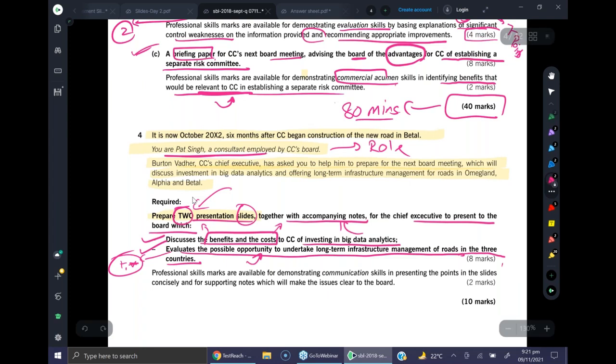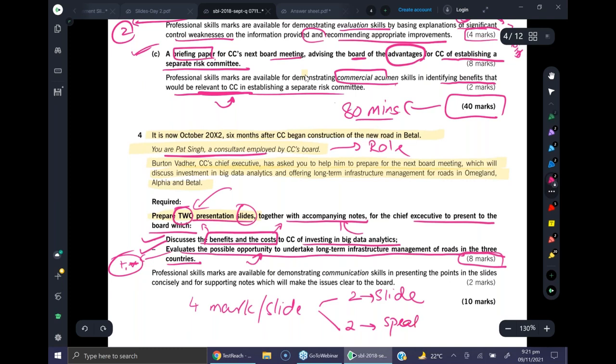And how many slides do we have to make? 2 slides. So can I say 4 marks per slide? Exactly. Each slide will have a separate speaker notes option for you. 4 marks per slide. And can I say that this is divided as 2 marks for the slide itself and 2 marks for speaker notes? So you make the bullet points on the slide, and in the accompanying notes box, you discuss the bullet points which you made on the slide.